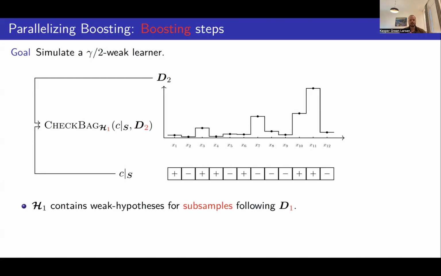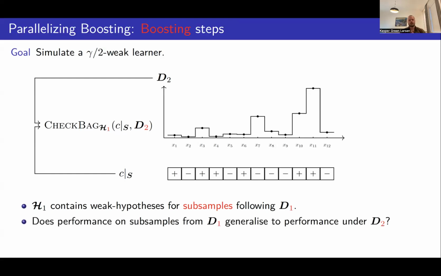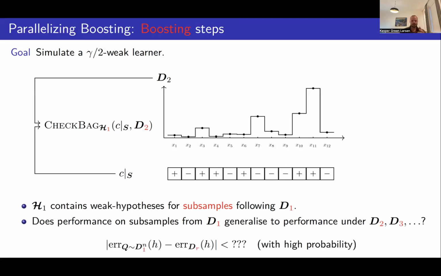But the difficult part is that H1, this bag that I have, contains weak classifiers that were trained on subsamples from distribution D1. Now I'm hoping that it still works, that it's a gamma half weak learner on the distribution D2. So somehow I sampled from the wrong distribution. I sampled from distribution D1, and I'm hoping that the classifier I got still works on the distribution D2. So the question is really, when is this the case? Is there any chance that the performance on D1 generalizes to the performance on D2? Is the error going to be close or not? That's the tricky part to argue.